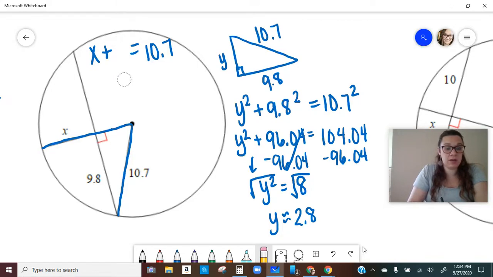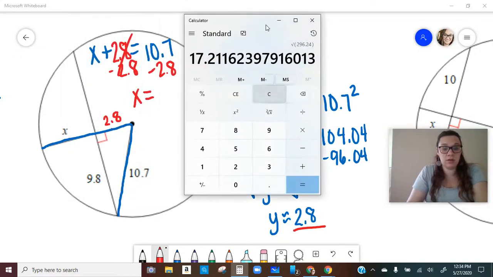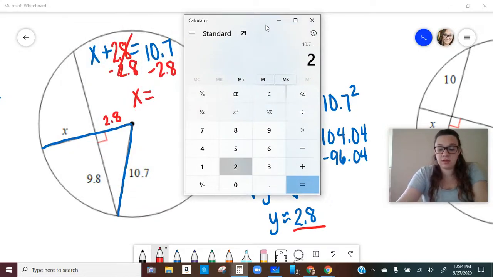I'm going to plug it in my spot. So this 2.8 goes here and here. So notice, again, we know the radius is 10.7. We already used 2.8 of it for this piece. What's left for x? Let's take away 2.8 from both sides. And I'll be left with x equals 10.7 minus 2.8.